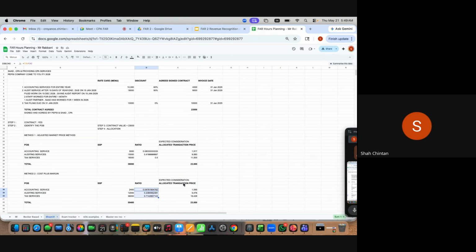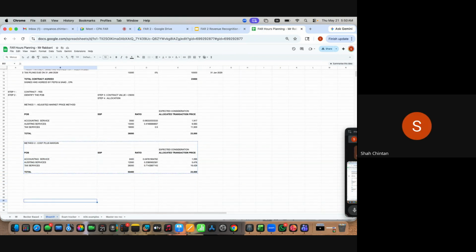You calculate the ratio. Now the value towards revenue recognition for accounting services is 1095, auditing is 5476, and tax services are 16429. This is just a way to calculate SSP. That is changed under method number 2, where you see your cost to deliver the services plus you add your expected margins. Clear with method number 2? Yes. Chaliye, let's go to method number 3.